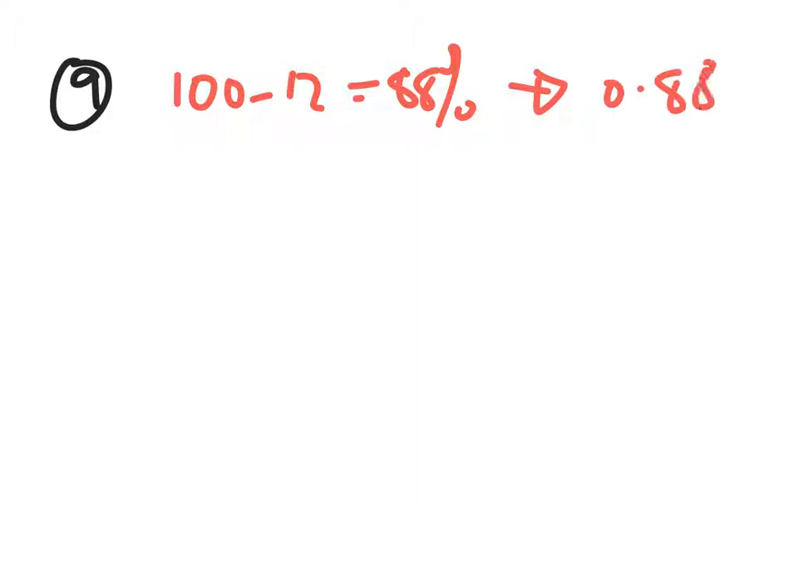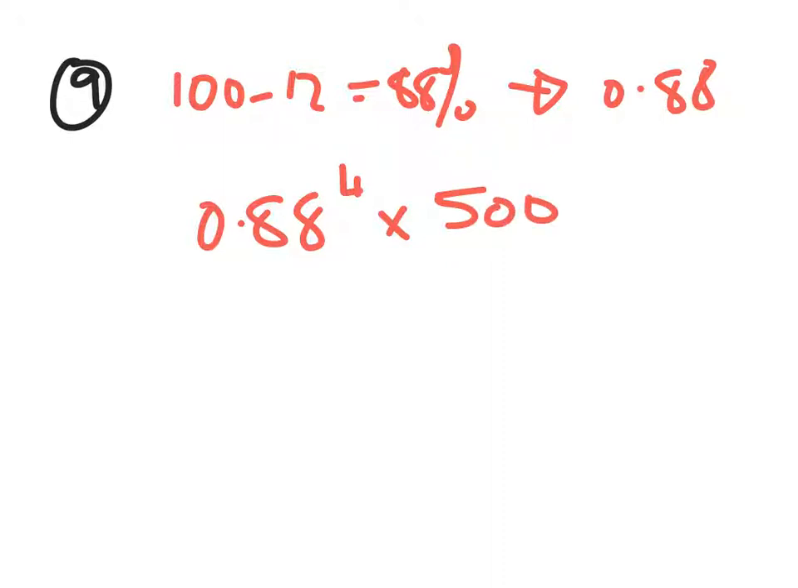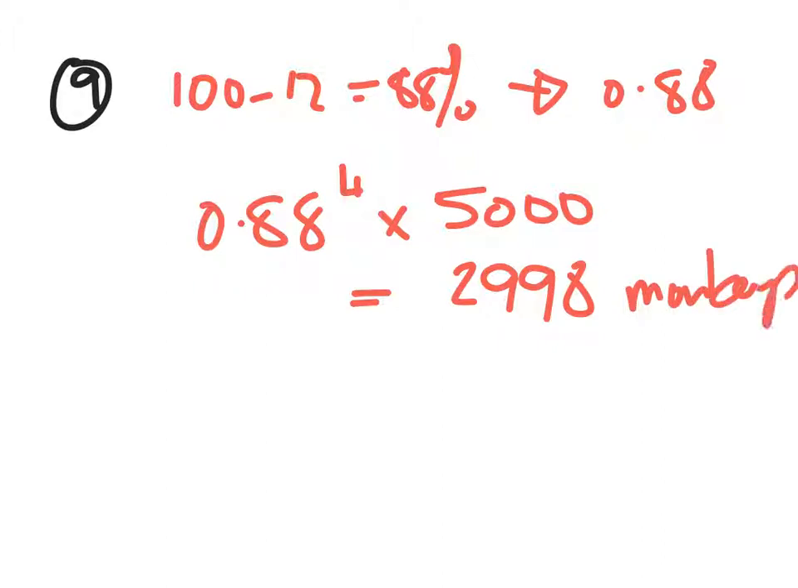Question 9 is a good old compound interest question. So we have the monkeys, which are losing 12% each year. So 100 take away 12 is 88%. Turn that into a decimal, 0.88. We need to know what they'll be in 4 years' time. So to the power 4 times the starting amount, 5,000, gives us 2,998 monkeys.